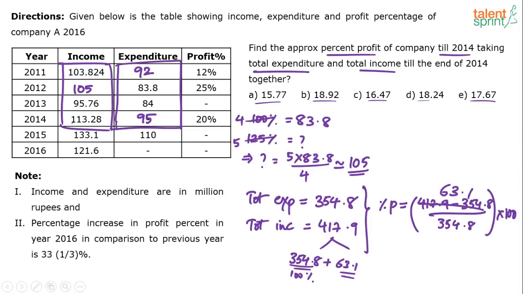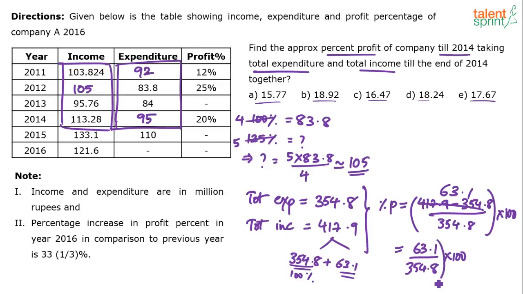Smart students will not write this in the formula, right? Don't use the formula. They will directly try to break up 417 in terms of the expenditure plus the extra profit. So expenditure is 354.8, profit is 63.1, whatever millions, 63.1 million. So this is 100% always there. 63.1 is how much? 63.1 is what percentage of 354.8? 63.1 divided by 354.8 multiplied by 100.